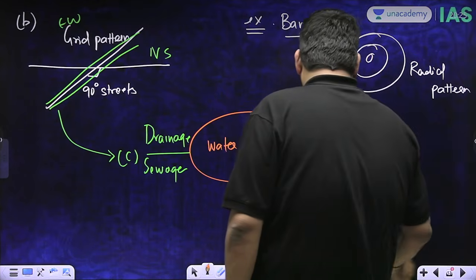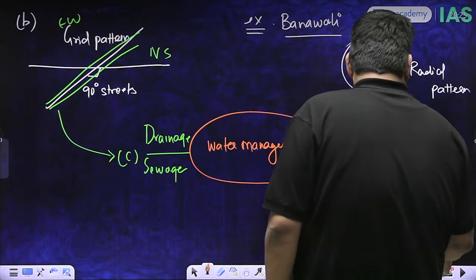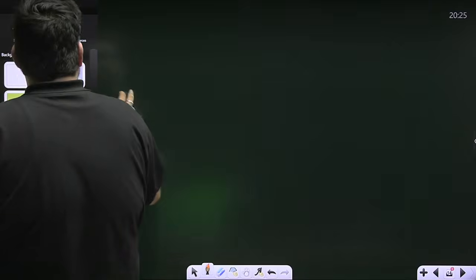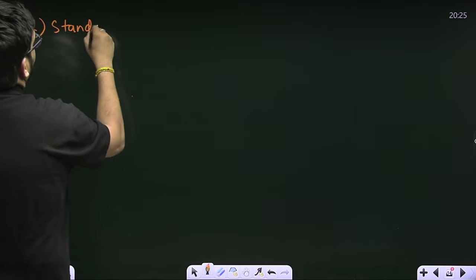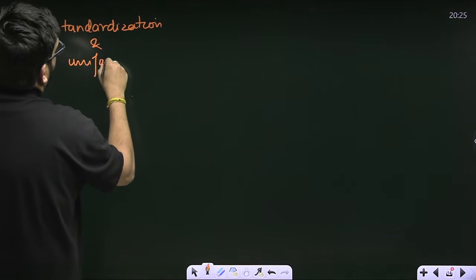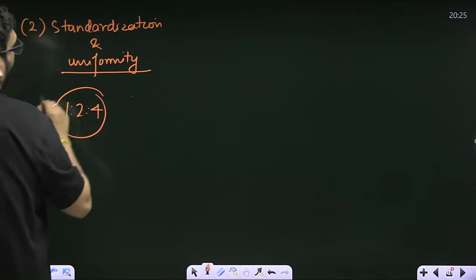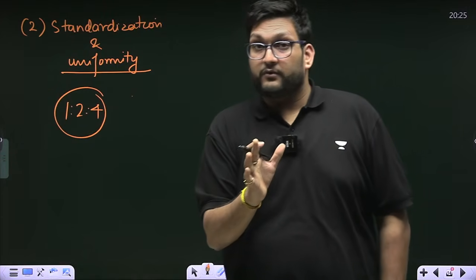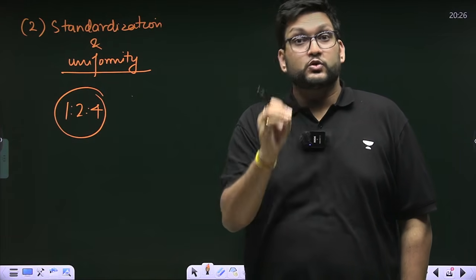Now moving on from this understanding, if we go to the next set of concepts, let me just change the color of this. If we talk about the second major feature, which is called standardization and uniformity, we have bricks in a 1:2:4 ratio for city walls and for houses. Weights and measures have been found, and we have burnt bricks and sun-dried bricks across this whole civilization used properly.